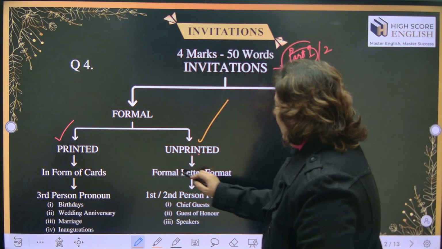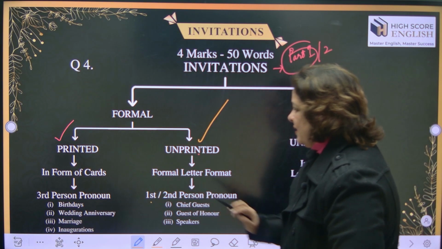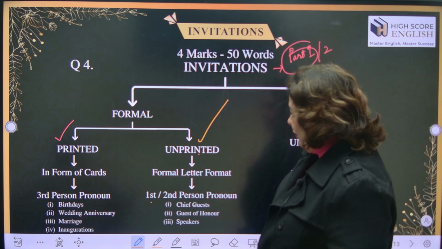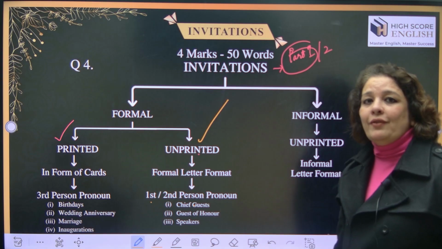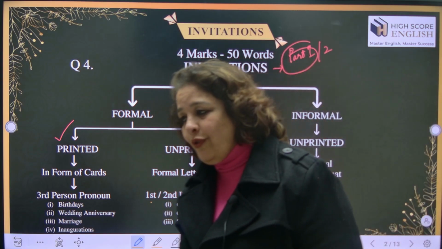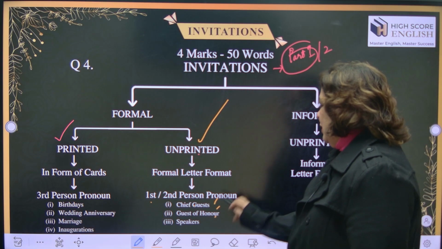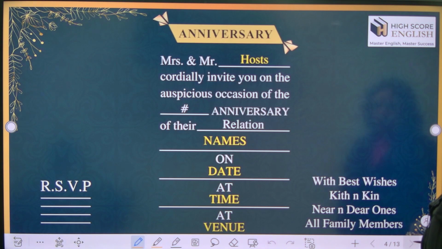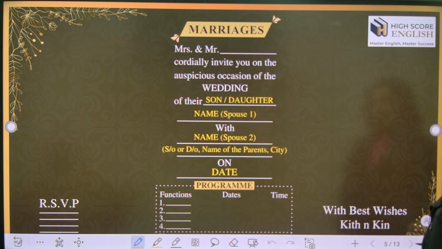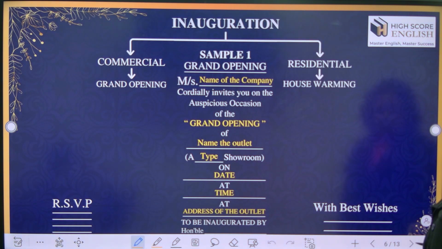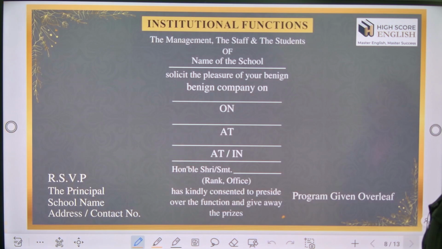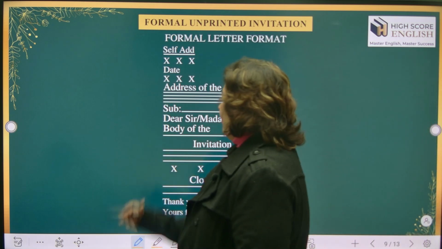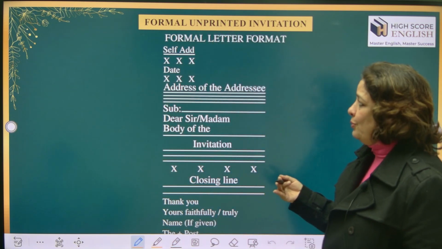Formal letter format. It is done in first and second person because it's a direct addressal and it is written for the chief guest. When you're inviting somebody as the chief guest, as a guest of honor, or to give a lecture. Now these ones we have done already. So let me move further and come to the required slide here. Fine. This is the format that I have done for you people.